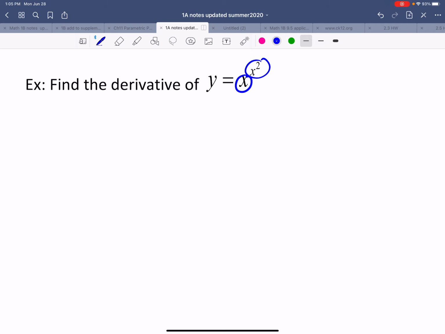So what we're going to do here is we have y is equal to x to the power x to the second power. Okay, whenever you have x to the second power, we would consider this as our exponent. We would start our exponent from the far right side.